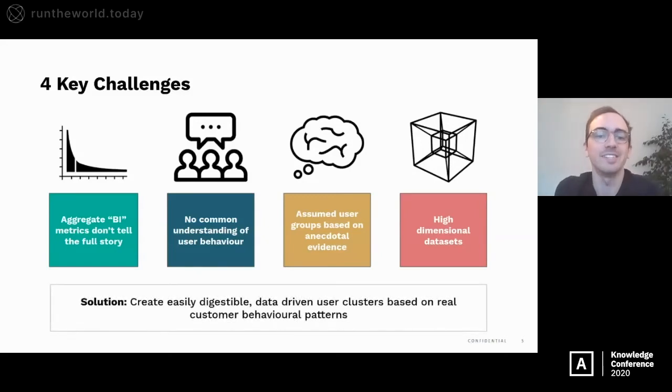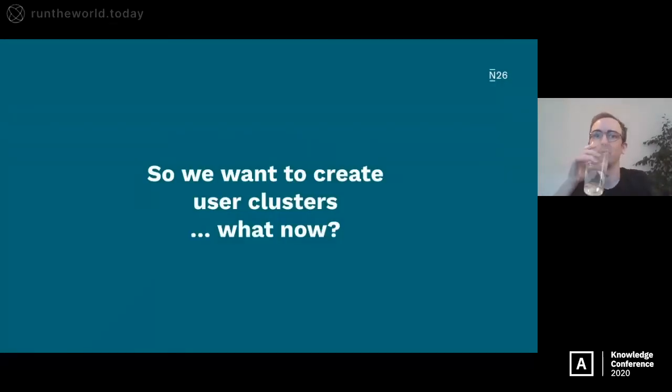So we decided to embark on this journey of creating these user clusters to address these key challenges. The key thing here is to create clusters which the business can understand, and which they can also then use in actionable ways, which I'll talk about later. So we want to create some user clusters.